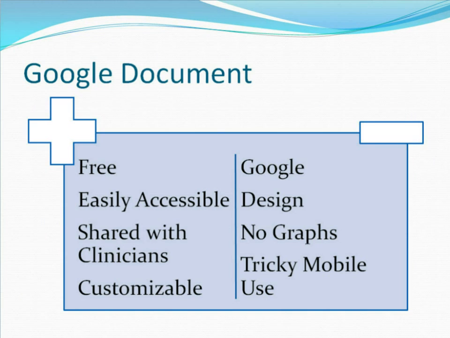Let's talk about the Google document. Basically, this is a Google spreadsheet that also has a form and therefore some instructions for how to fill it out. Some of its advantages: it's free, pretty easily accessible from many different locations and platforms. It's easily shared with clinicians or family members, and it's somewhat customizable. Disadvantages: it's a Google document, so you have to trust Google. The design isn't great. Graphs are not that easy to put together, and it has tricky mobile use.